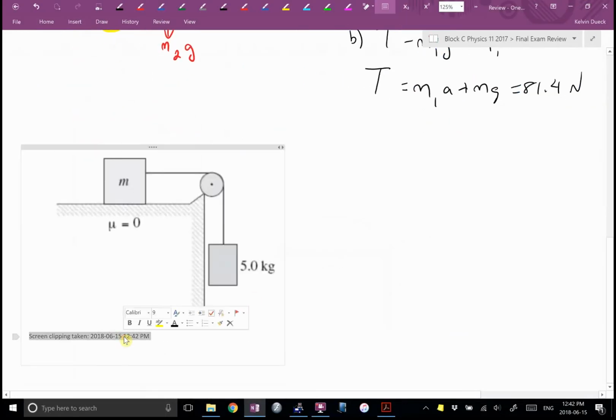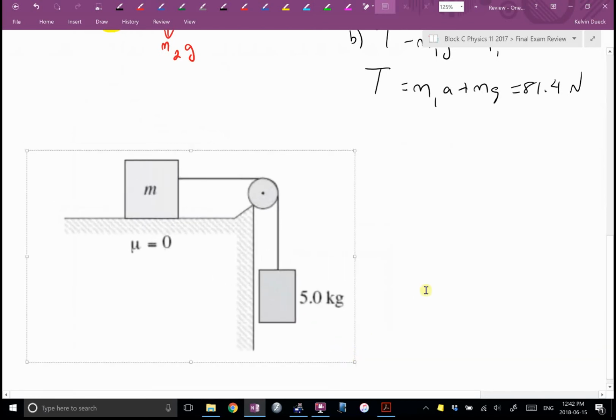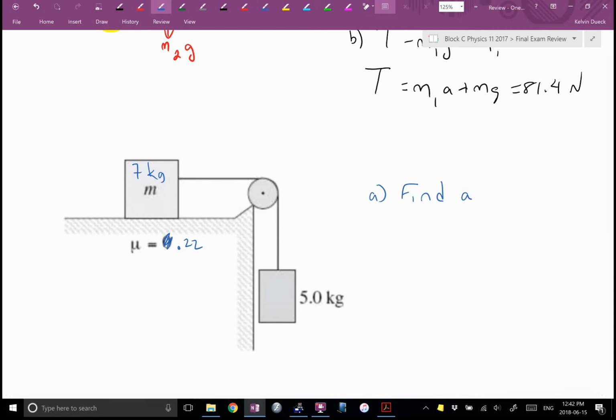Now, this question that I took from the review was asking you to find a mass. That I'm not going to be putting on your final exam. So instead, I'm going to say, suppose this mass is 7 kilograms, and let's even, just for giggles, add some friction. Let's say mu is 0.22. And I say to you, find A. You know what this is a job for?